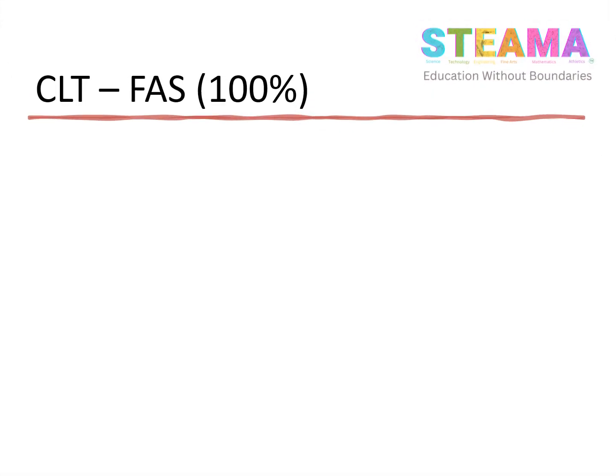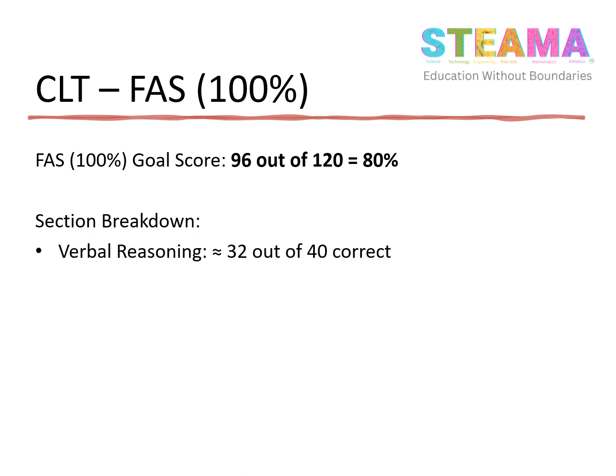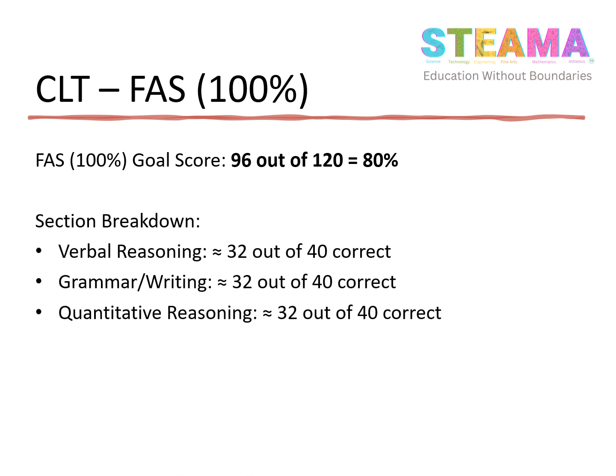For the CLT, to get 100% Bright Futures, you need to get a 96 out of 120, which is the total amount of questions, which is an 80%. So that means on each section, you need to get a 32 out of 40. So that means you can miss a total of 8 questions on each section of the CLT.